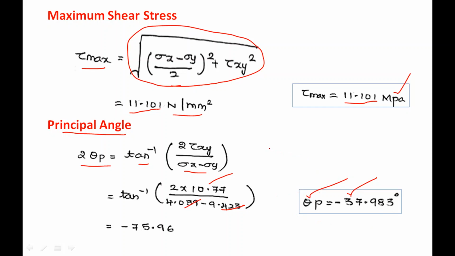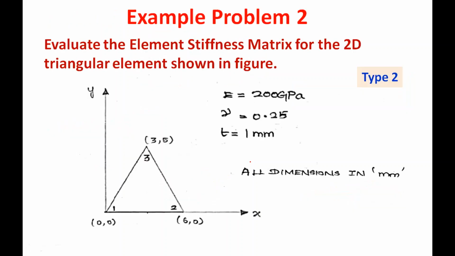In this example, we considered a two-dimensional triangular element, and using the nodal coordinates and the nodal parameters, we evaluated the element stresses. Based on the element stresses, we evaluated the principal stresses and the principal angle. Next we will see the type 2 problem, that is evaluation of the stiffness matrix for a triangular element. Let us see the second problem.